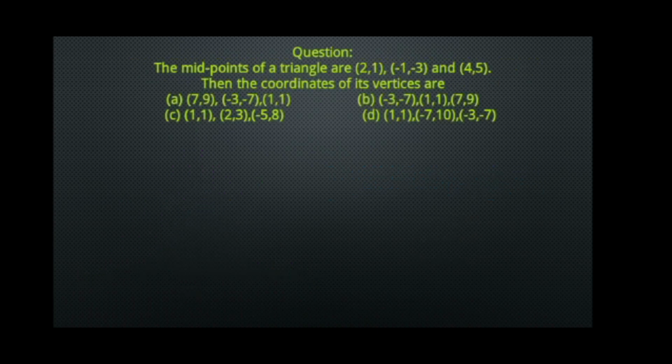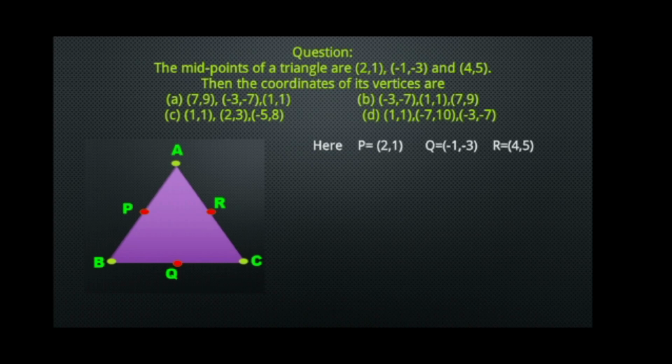For example, the midpoints of a triangle are (2, 1), (-1, -3) and (4, 5). We have to find the coordinates of its vertices. Here P equals (2, 1), Q equals (-1, -3), R equals (4, 5).